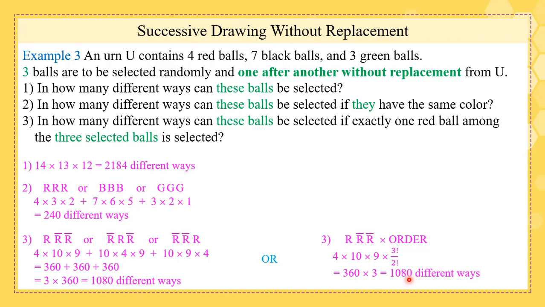Now, in fact, I prefer the second way, which is here, because sometimes we're going to have 6 or 7 or 10 or, I don't know, 100 different cases, so we cannot always repeat them. That's why it's better to take only one case and then multiply by the order. And this is what we meant by the order is important in a successive drawing.